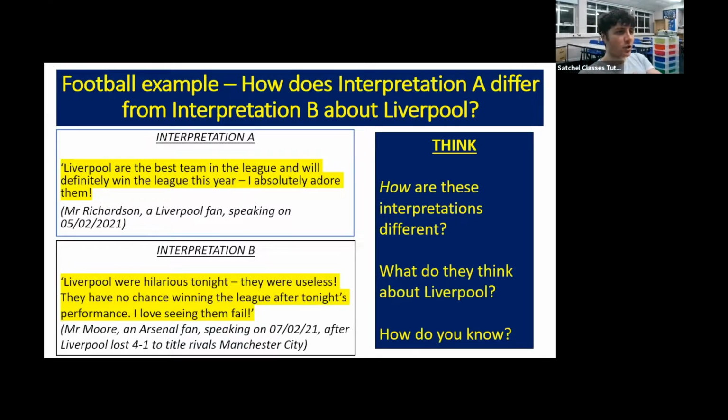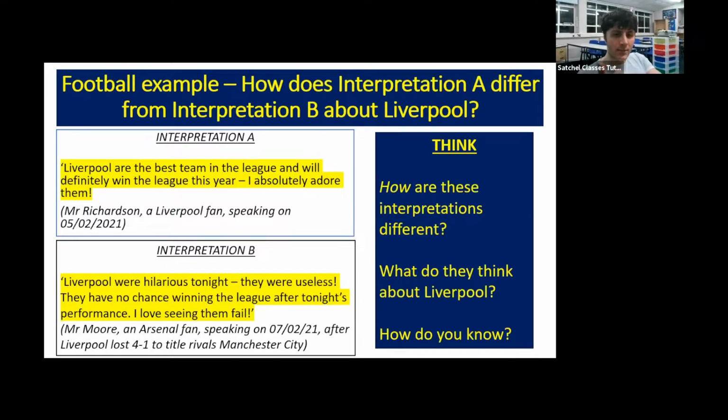So there's loads you could pick. You could easily say Liverpool are the best team in the league as your quote. You could say I absolutely adore them as your quote. You could pick almost anything there as your proof. So my second sentence would be, this can be seen from the quote, Liverpool are the best team in the league. So we've now got 2 out of our 4 marks.